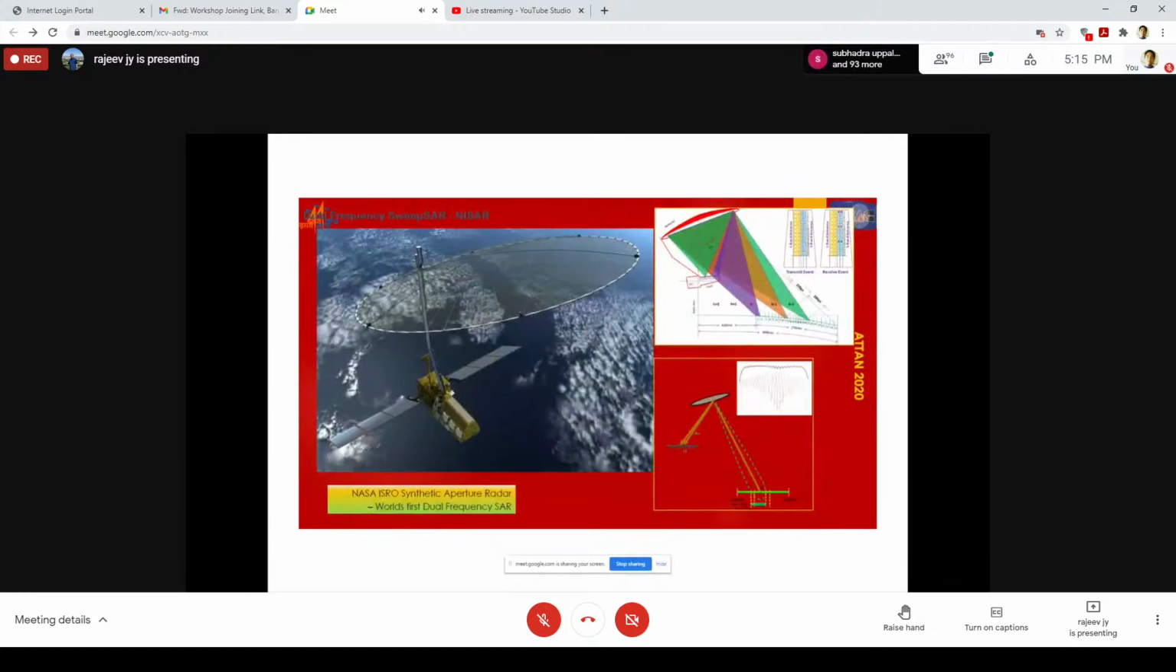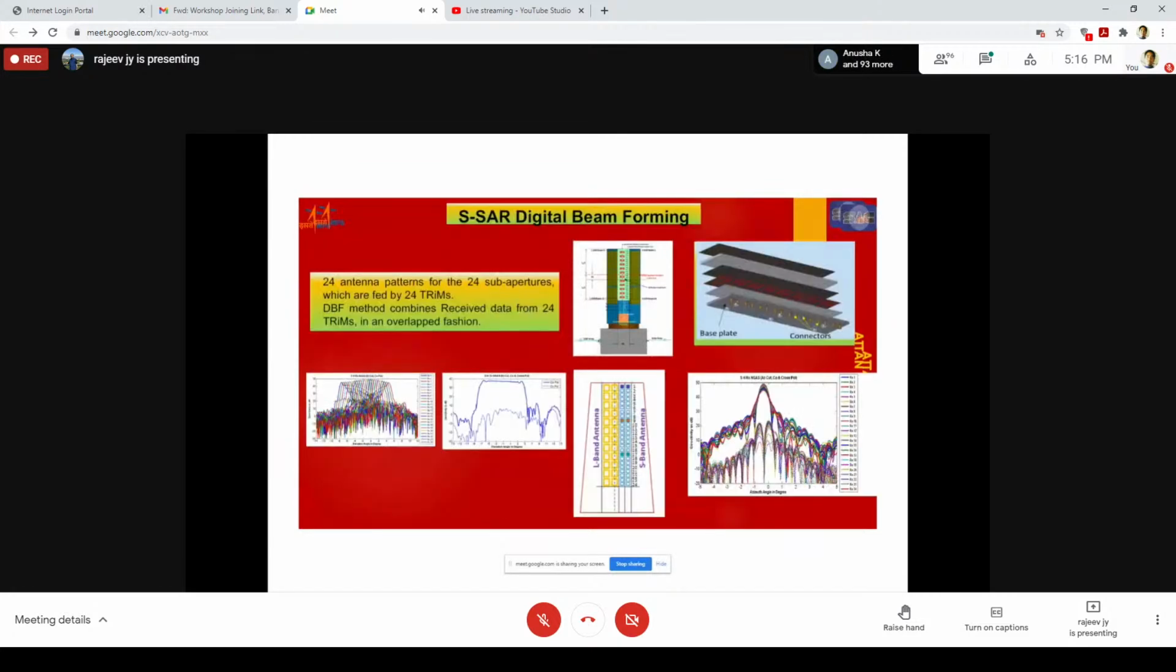So this is the one which is now going to be the world's first dual frequency SAR, that is synthetic aperture radar, which will be launched in 2023. It is a joint mission between ISRO and NASA, wherein the feeds use a new concept called sweep SAR. We will be achieving high resolution without degrading the swath. So this has a 12-meter antenna, and a lot of new technologies like X-band.